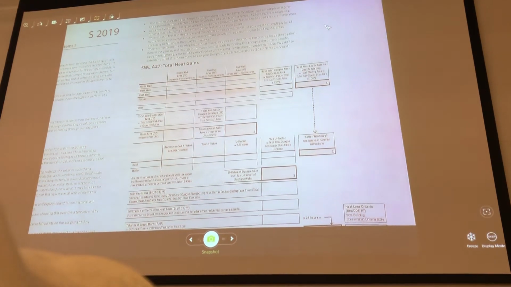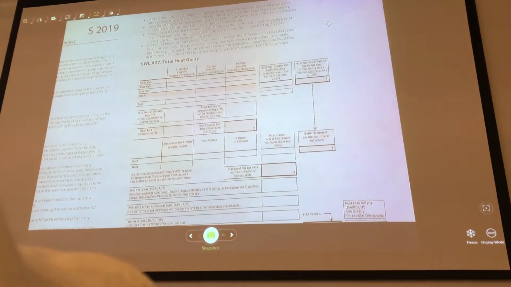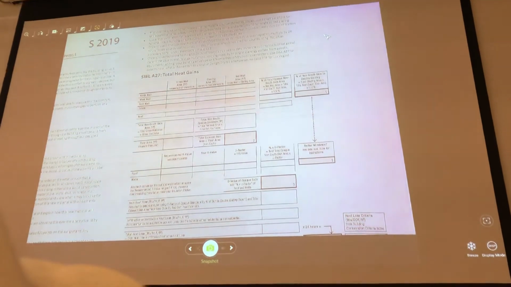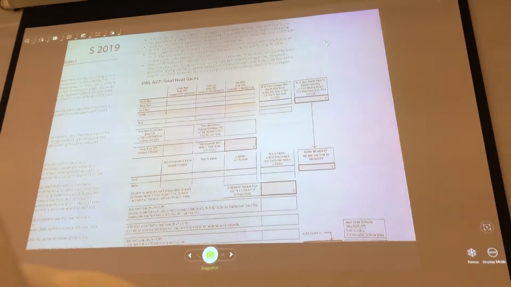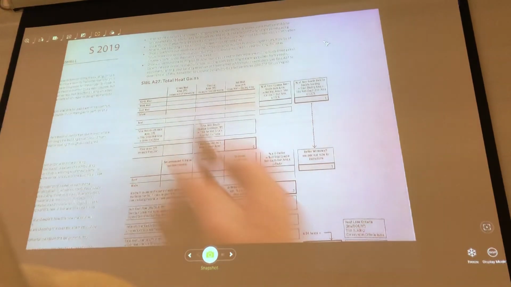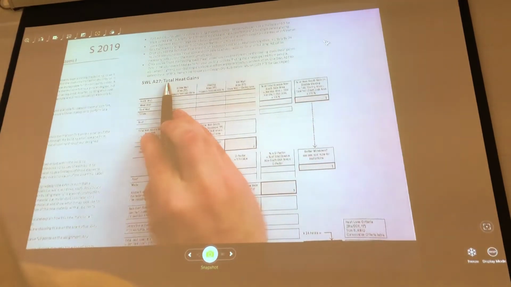And we need to obviously do something in order to try and improve our overall designs. So the first way we're going to look at that is we're going to be trying to calculate our total heat gains.